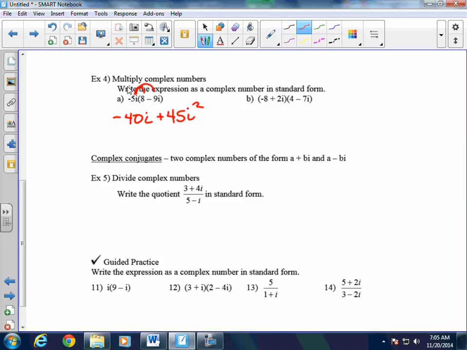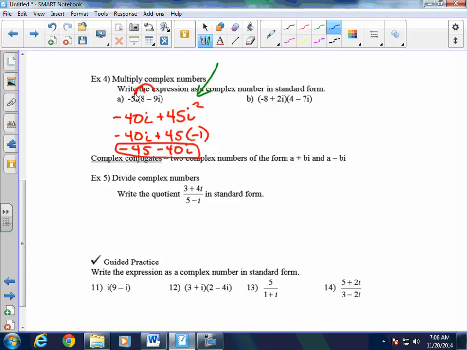So then we have to check, is this simplified? And the answer is no. You can never, ever have an i squared term. Because if we remember talking in the beginning of this section, i squared always equals negative 1. So we're going to go negative 40i plus 45 times negative 1. Well, that's just negative 45 minus 40i. And notice I switched it to put it in that order because we always want our imaginary part at the end. So this complex number has an answer of negative 45 minus 40i.